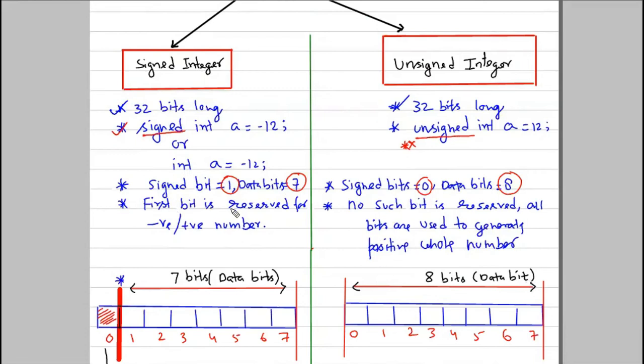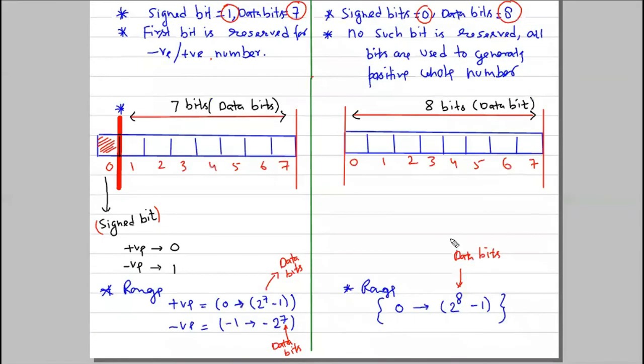So that is what I have written. The first bit is reserved for positive and negative number. But in case of unsigned, there is no such reserved bit. All bits are used to generate positive whole numbers. So with 0 and 1, if this place is reserved, we cannot use it as a data bit. And this is actually to understand the binary format. So if we have only 7 choices, we have 2 choices at each and every place, and we have such 7 choices, then what would be the possibilities out of these numbers? 2^7. Okay, so we are clear.